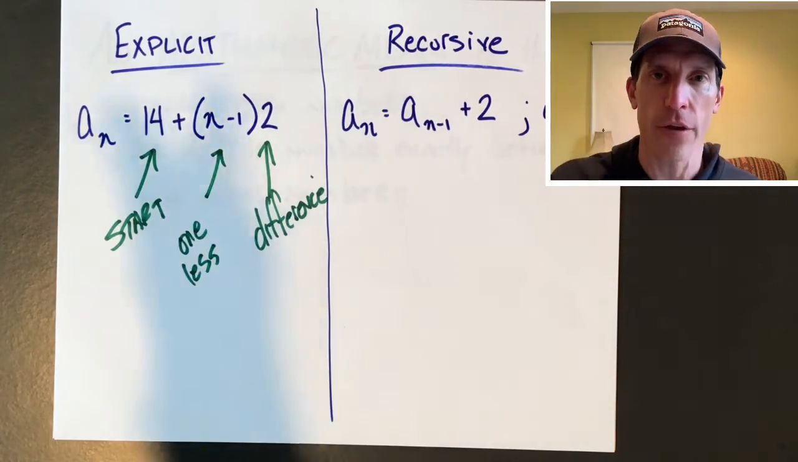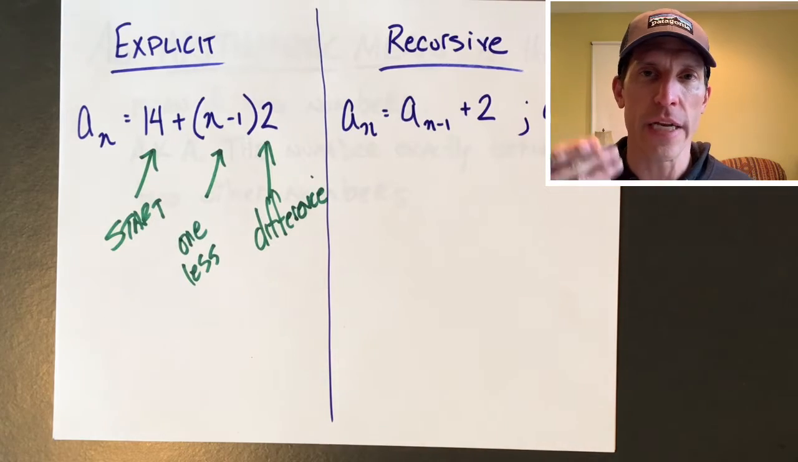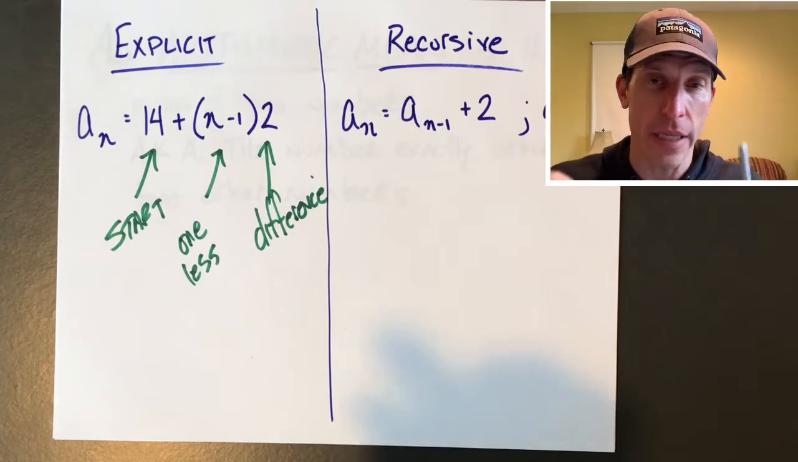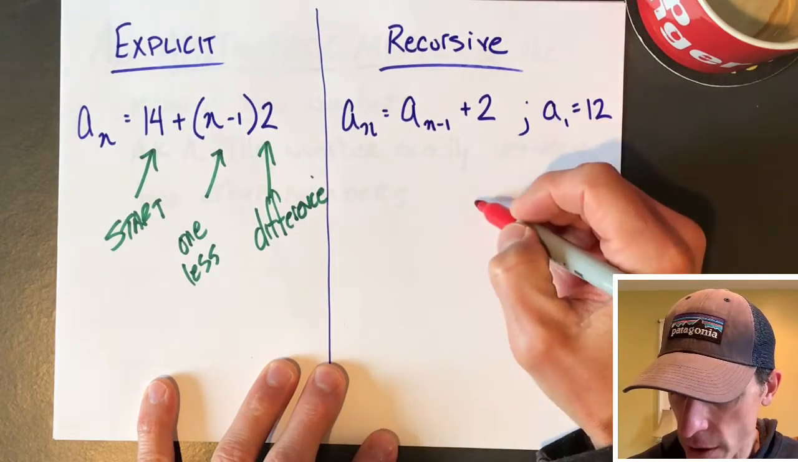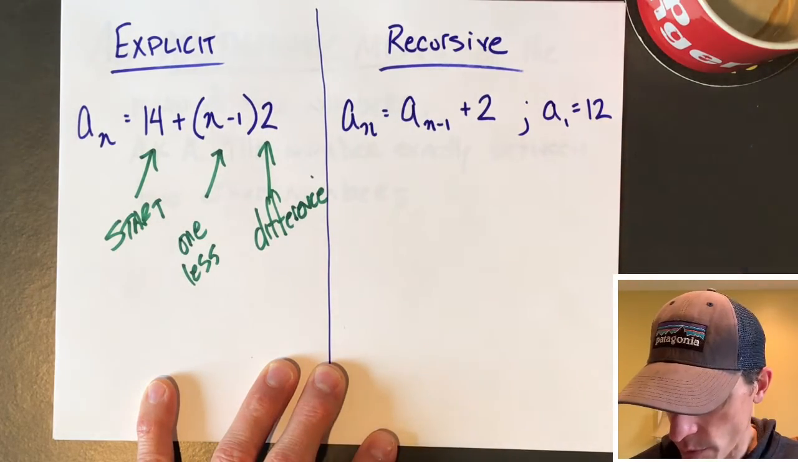On the other side is a recursive formula, and a recursive formula is simply where you have to go one after the other after the other. So if we knew the 9th row of seats, we could calculate the 10th by just adding 2. Here's how we write it. We start over here.